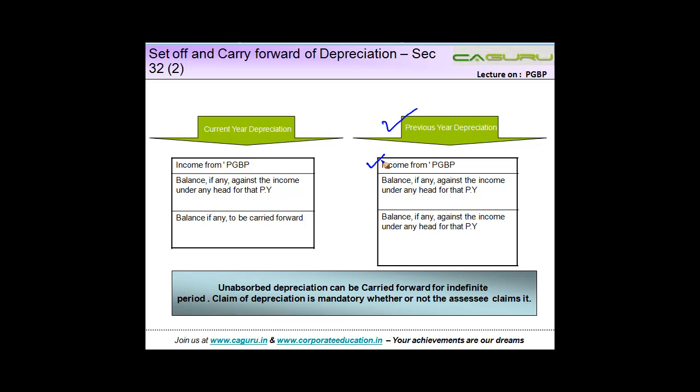Again, this 10,000 first has to be set off against income from profits and gains of business and profession. Balance, if any, against the income under any head for that previous year, which means that even for brought forward depreciation, for that 10,000 that you had brought forward, you can set it off against any other income even in the second year. There is no bar.